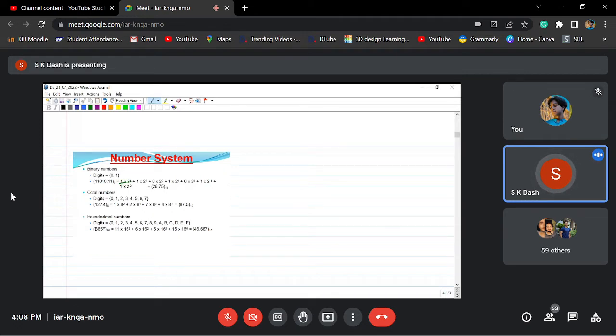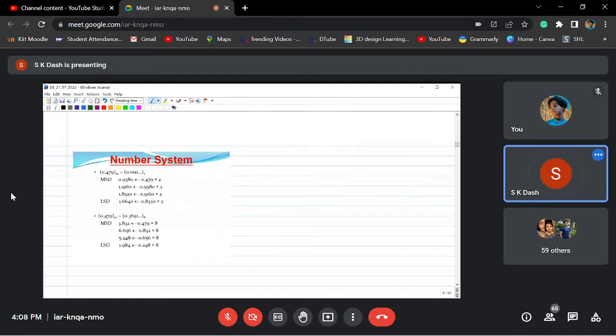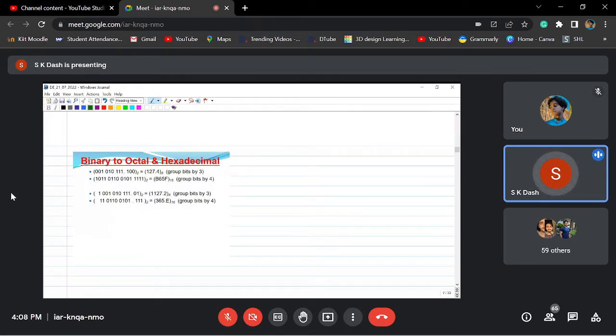What is the method for that? What is the shortcut for that? Then we discussed how to convert the decimal number system to other number systems, meaning decimal to binary, decimal to octal, decimal to hexadecimal, like that. Then we discussed how to convert binary into octal and hexadecimal.